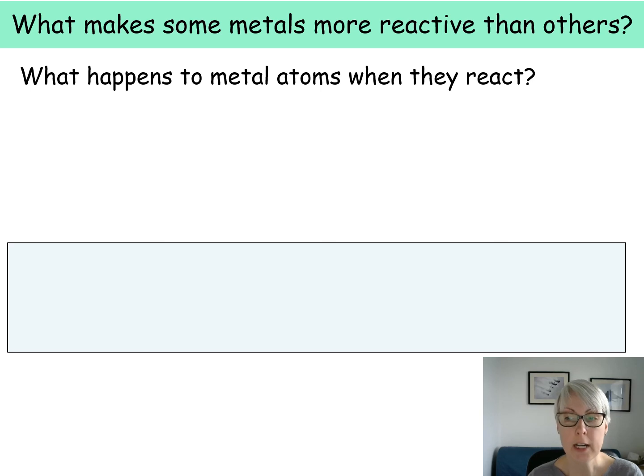Okay, so finally for this lesson today, we need to not only be able to use the reactivity series to predict if a displacement reaction will happen, but we also need to be able to understand what makes some metals more reactive than others. And we need to be able to explain that in an exam. So let's go back to what happens to metal atoms when they react.